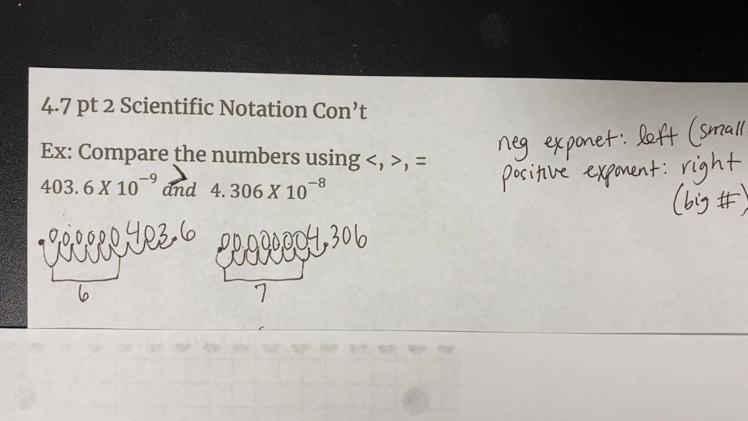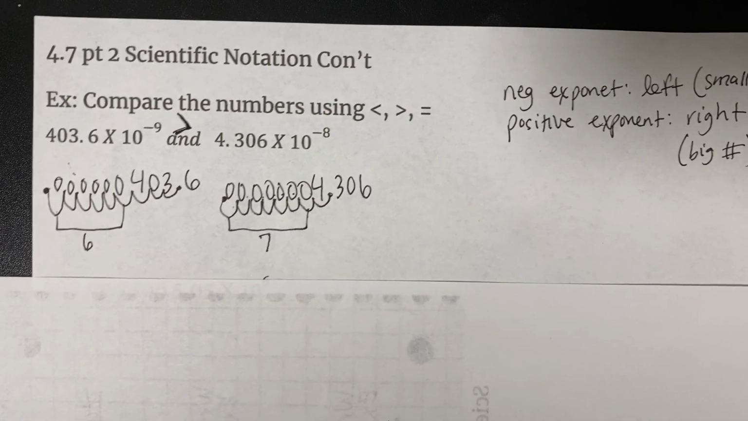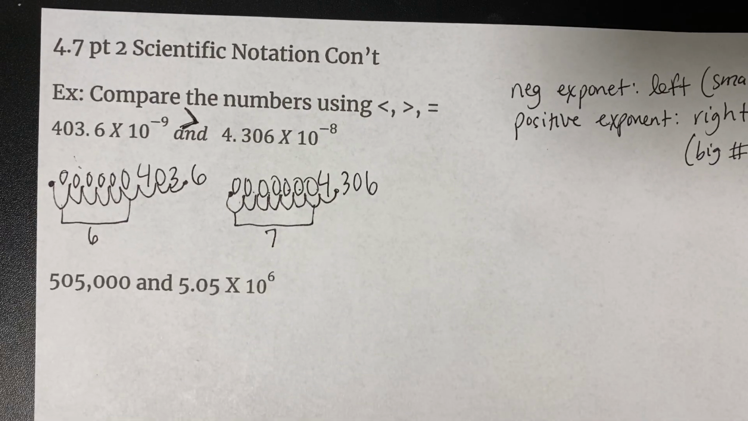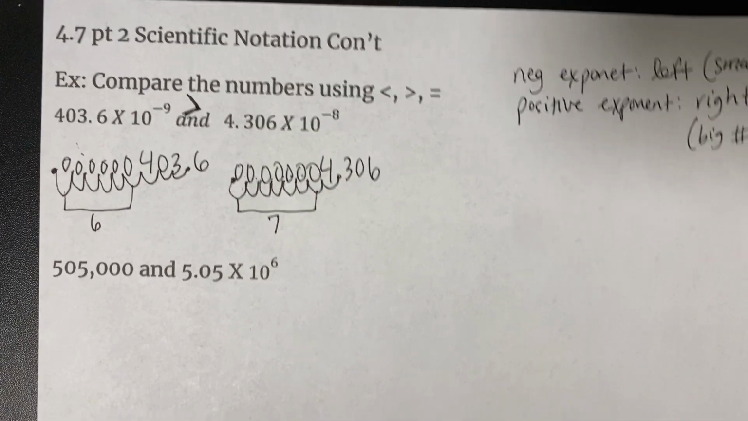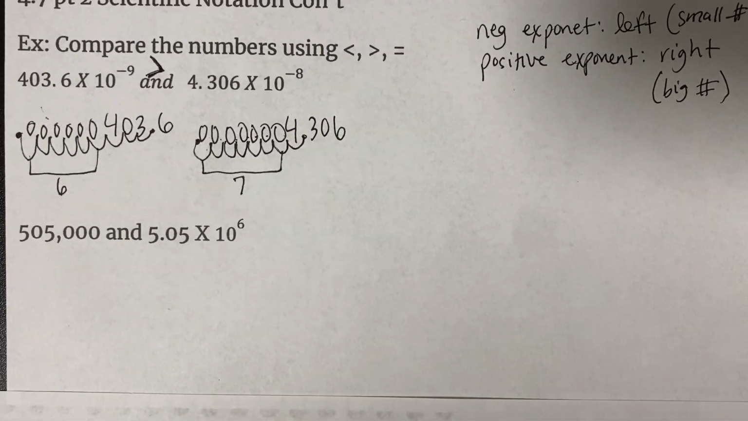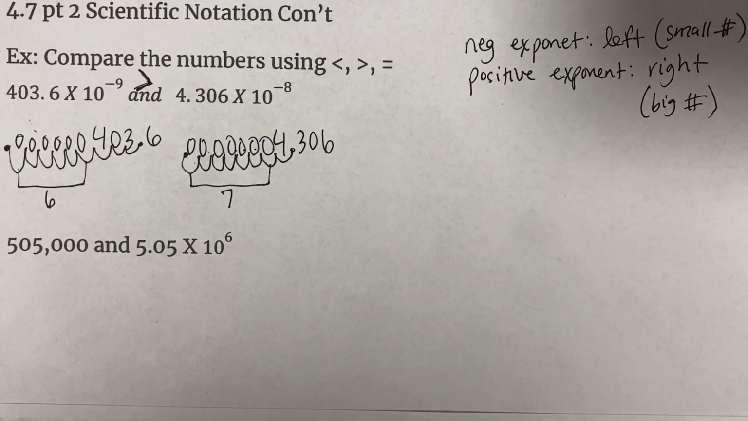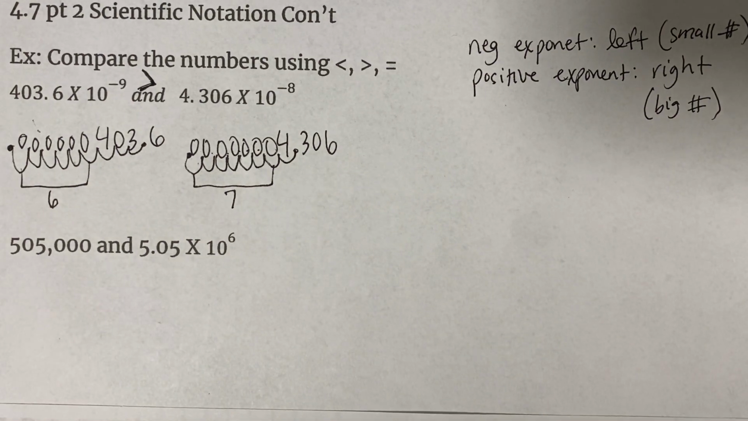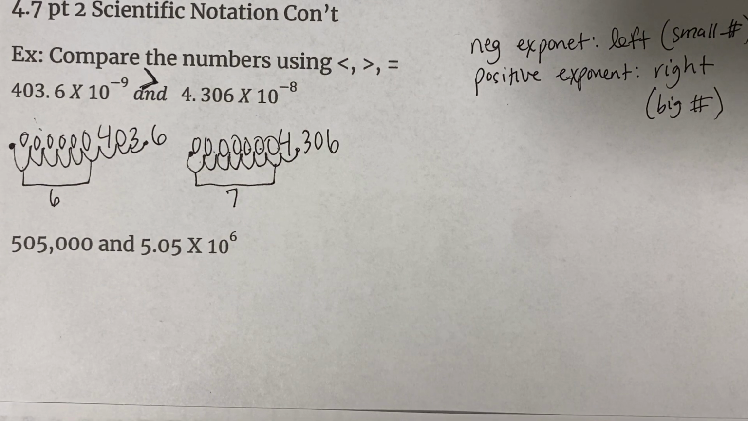Okay? So that's one way you can do it. Put it into standard form. Take a look at your numbers. Okay, here's another example for you. Try and leave my note up there for you. There we go. All right, so on this one, we have two different numbers. One's in scientific notation, one is not. So let's put them both into scientific notation.